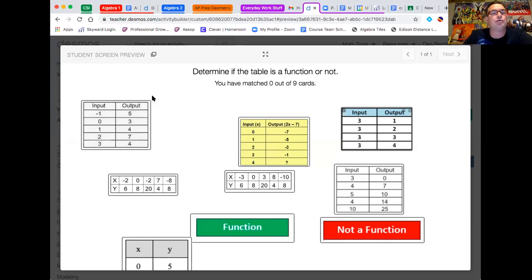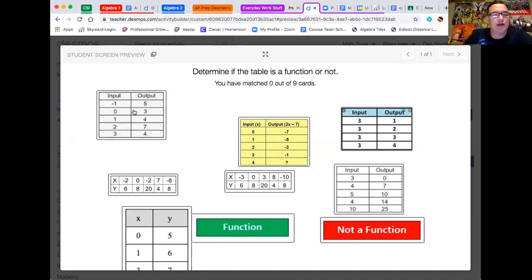So let's just start with this one. Anytime we say input, it's X. Anytime we say output, it's Y. So if I look at this, these are my X's, these are my Y's. Is this a function? Yes or no? Let's see what you guys say. Just this one right here. Is this a function? Yes or no?